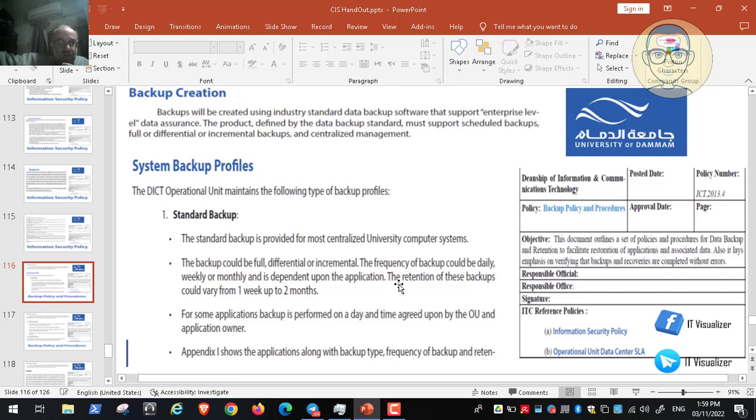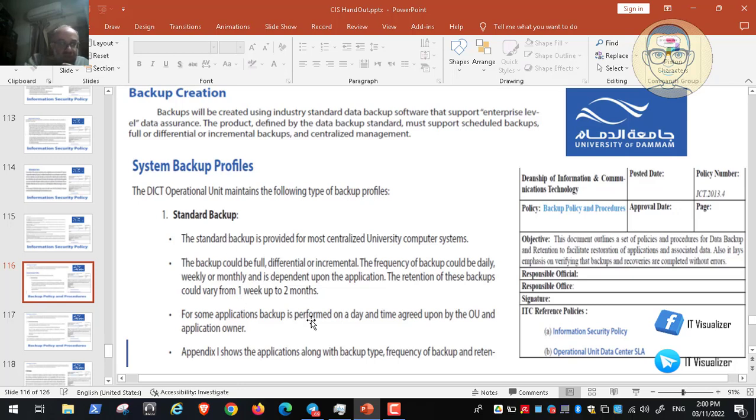definition, but I think the standard backup here is concerning mostly the public and internal data, because we will see after that there is another type of backup which is, I think, not standard, maybe something else, but we will see now.